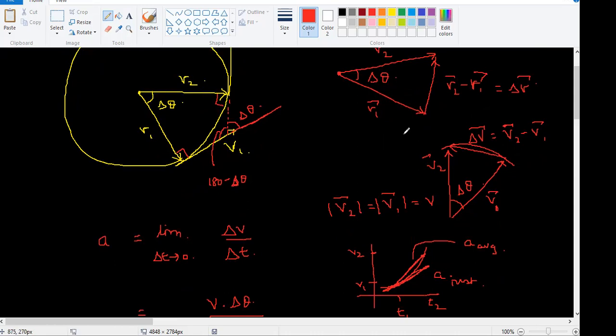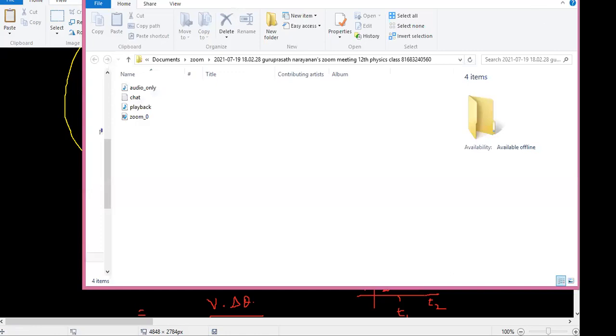So if this is 20 degrees, this is also 20 degrees. So if this is 20, 180 minus 20 will be 160. 160 by 2 will be 80. So it will be 80 degrees here and 80 degrees here. Similarly, the same thing will happen here also. So this will also be 80 degrees, and this will also be 80 degrees. Whenever the angles are exactly the same between two triangles, even though the lengths are different, the triangles are similar triangles. Okay.